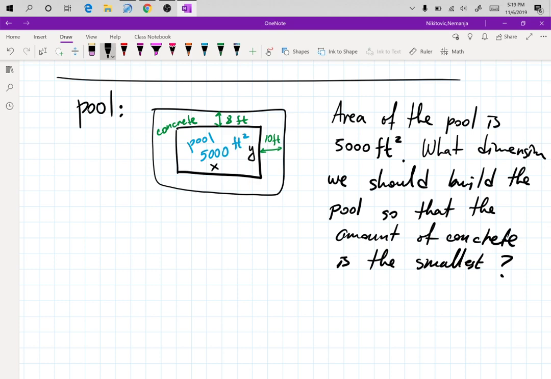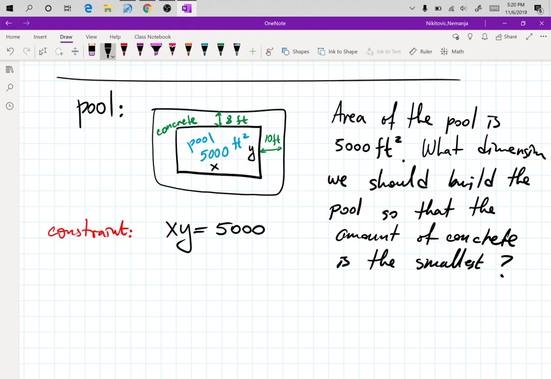All right, so what is my constraint over here? It's got to have the 5,000 square feet in there. Good. So what's the constraint? What should I write mathematically? Excellent. X times y is equal to 5,000, because the area of the pool is 5,000 and I have unknown sides for that pool. So X times y is 5,000.